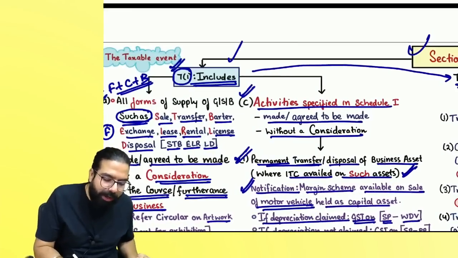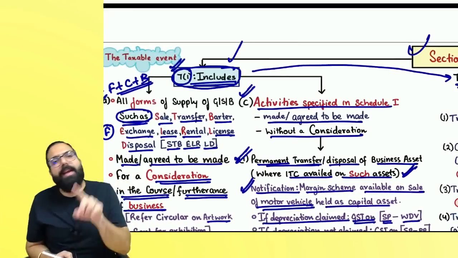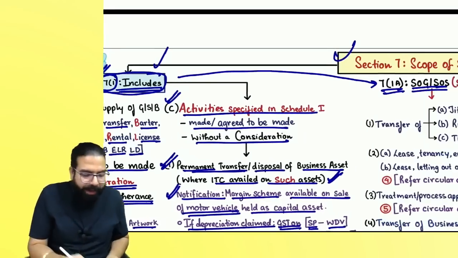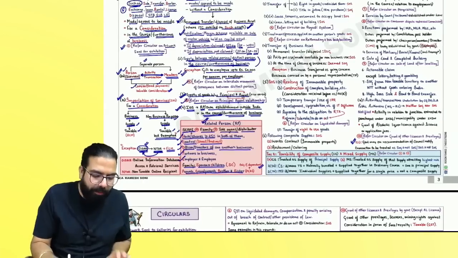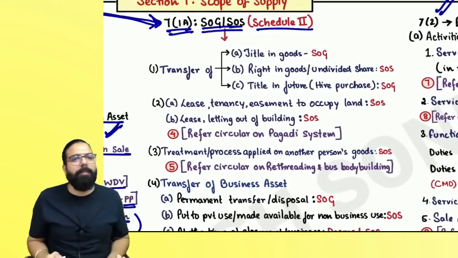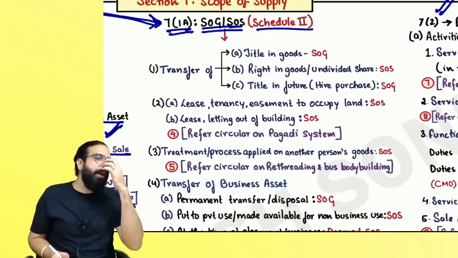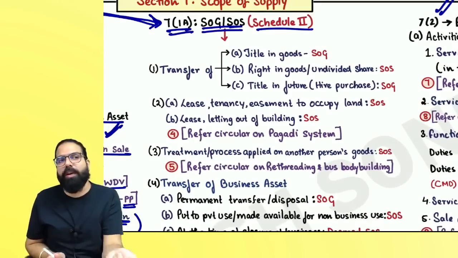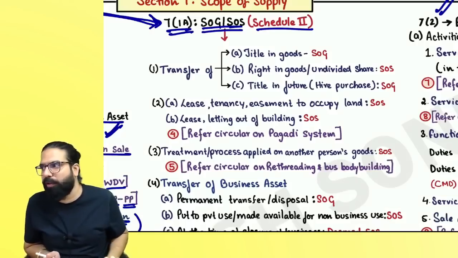The next one is section 7.1d, supply of goods or supply of service. They go ahead and say if any activity is falling in section 7.1a, aa, b or c, then you further should go ahead and see in section 7.1d whether it is supply of goods or supply of service. It goes ahead and says please refer to Schedule 2. In Schedule 2 it is told whether it is supply of goods or supply of service.